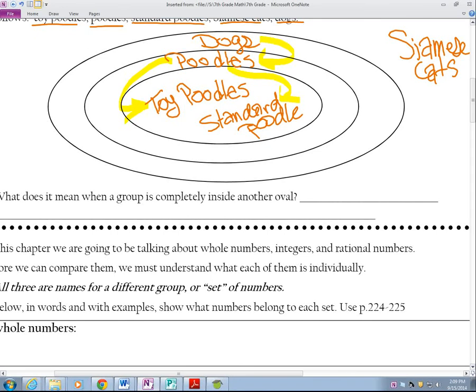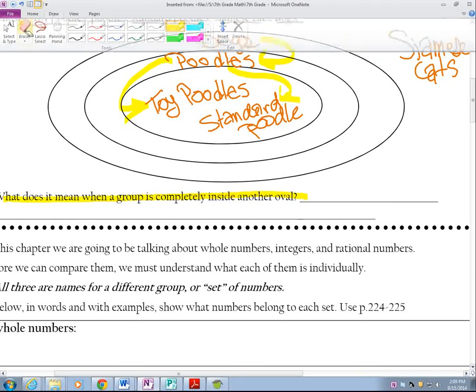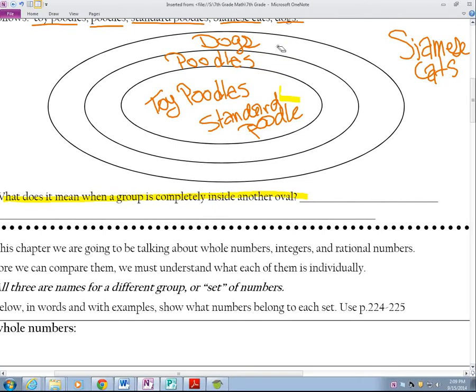Okay? Now, what does it mean when a group is completely inside another oval? What does it mean? Look at the paper, not my face.